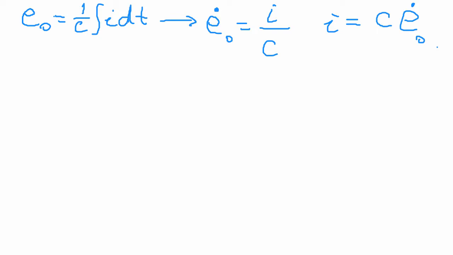From that one, di/dt is equal to C times EO double dot. So I get the derivative of this one.